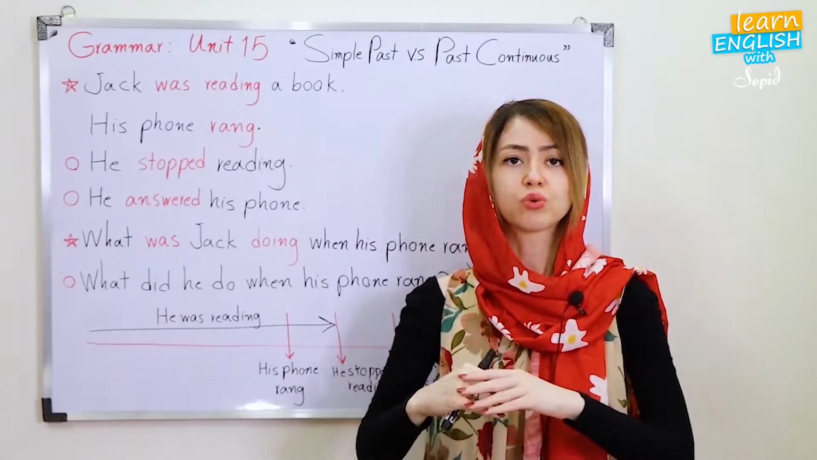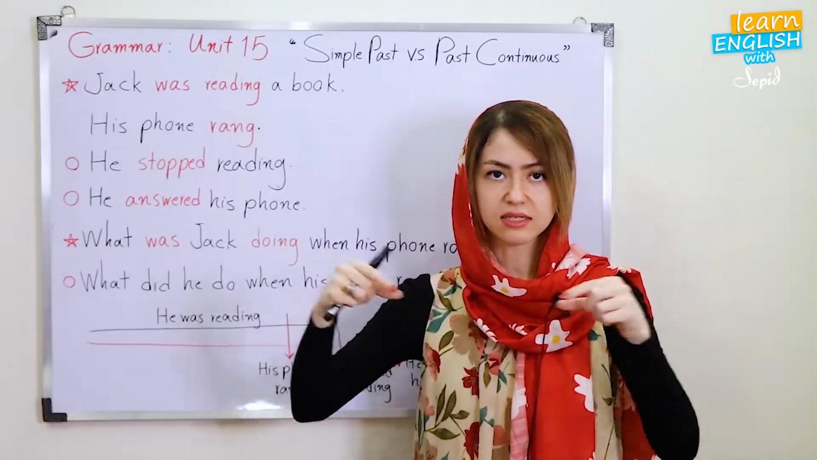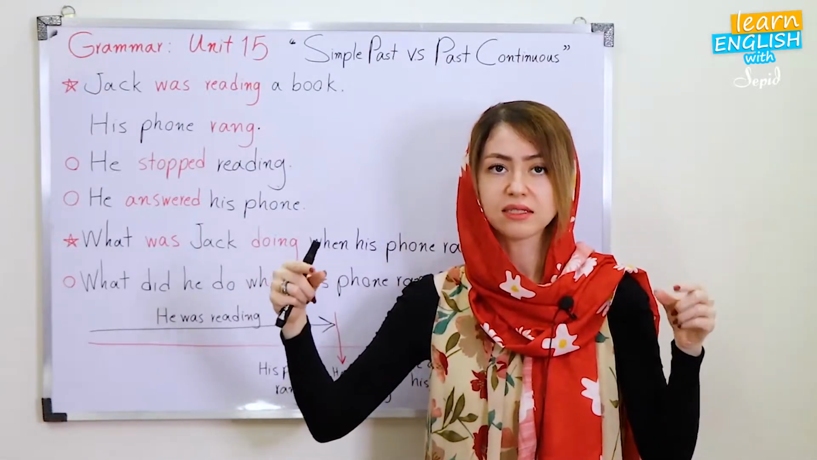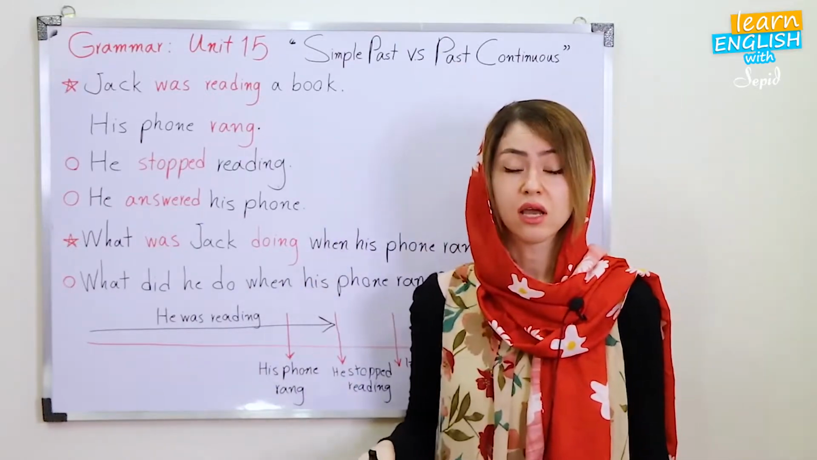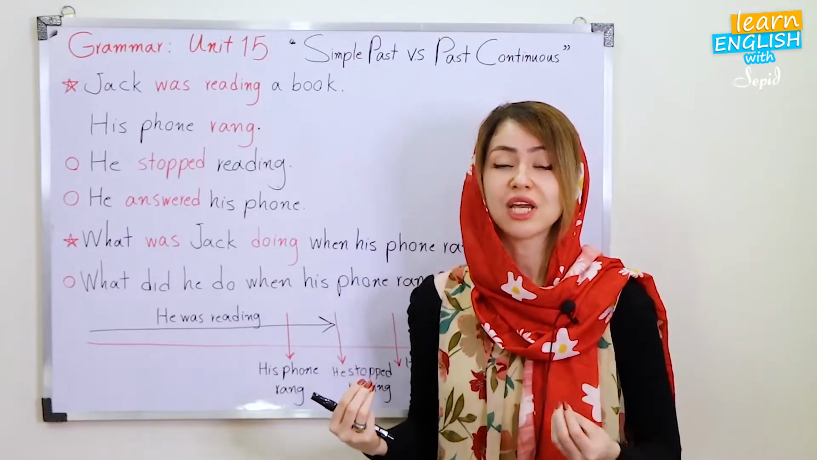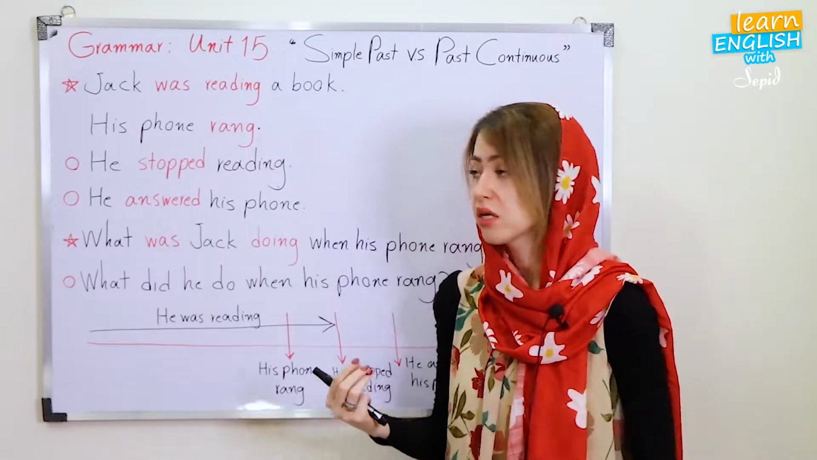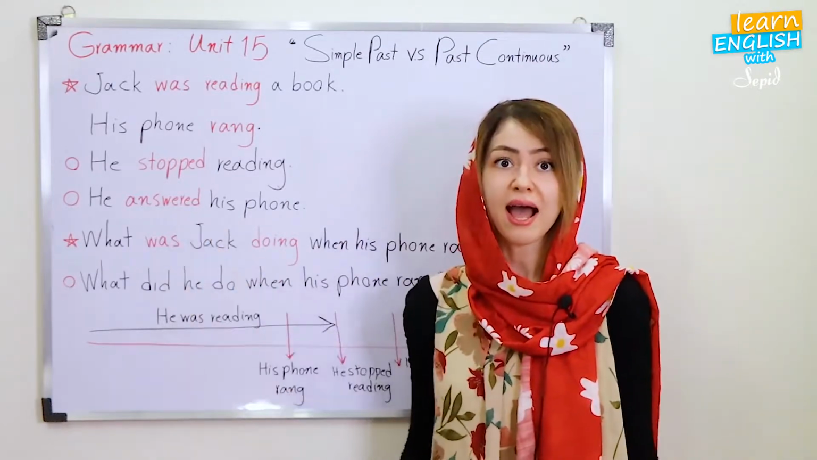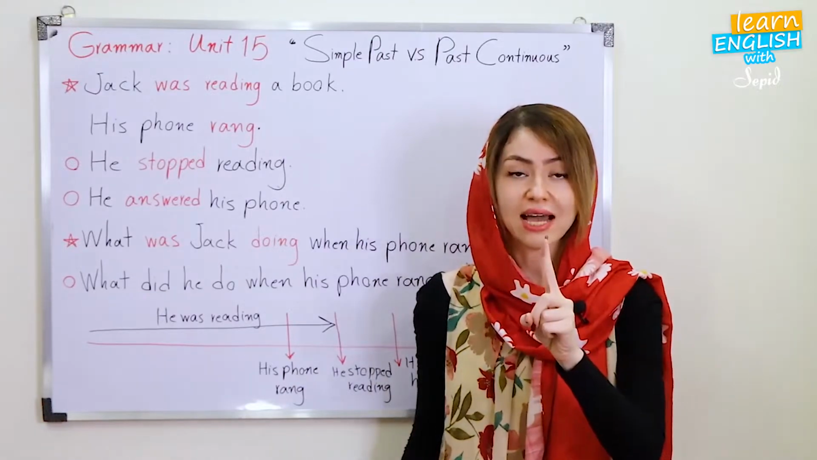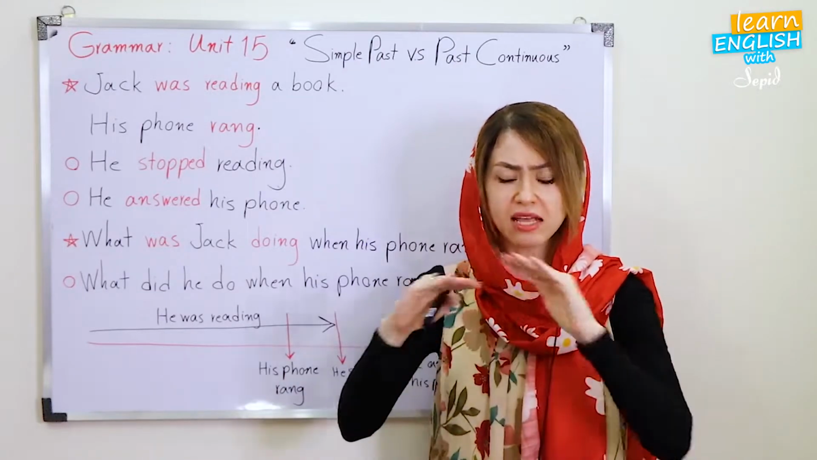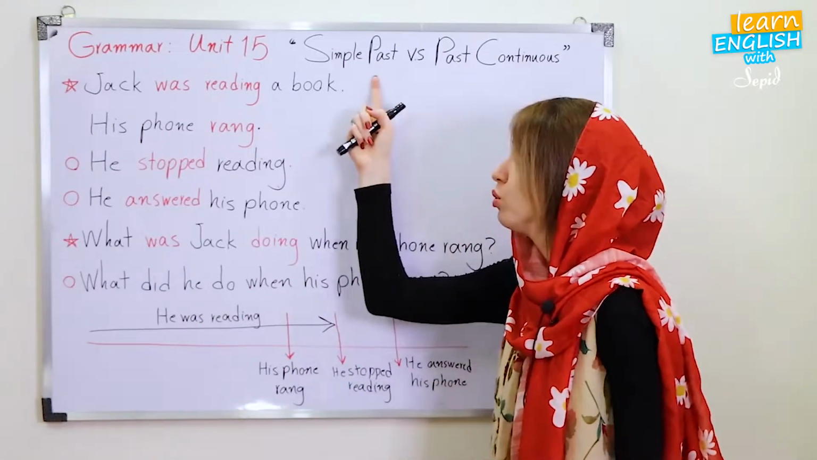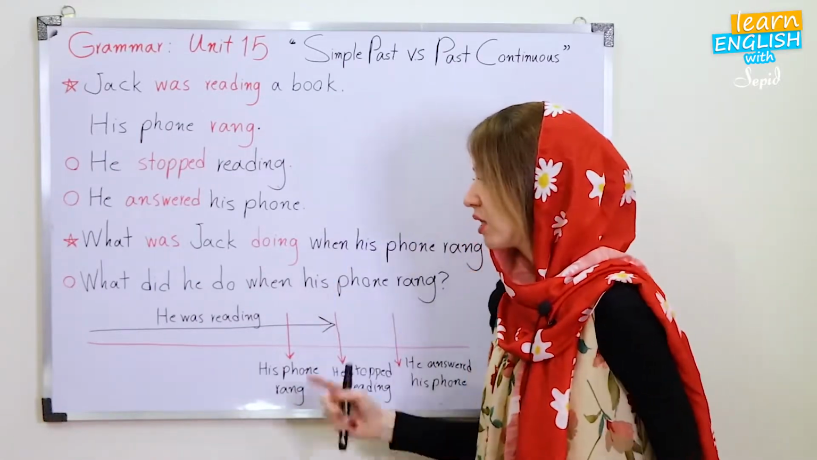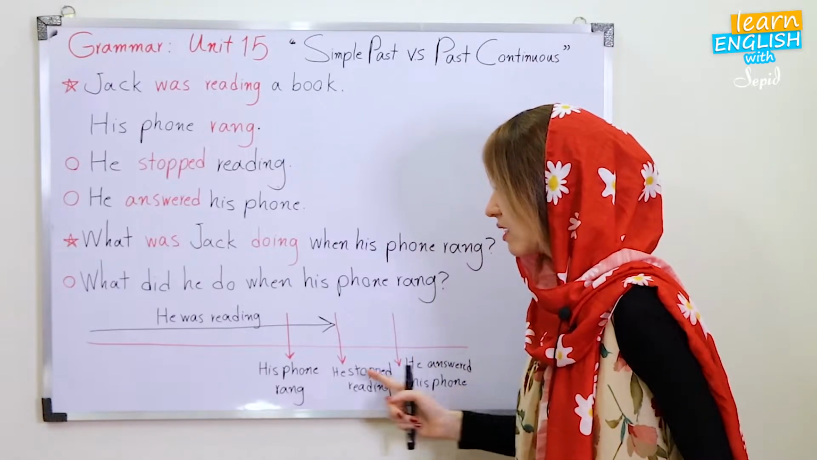For the actions which were in progress at a certain period of time in the past and were temporary, we can use past continuous. For those actions which can interrupt past continuous, we can use simple past. Or for single actions that just happen at once, suddenly they happen, again, we can use simple past. That's really important.